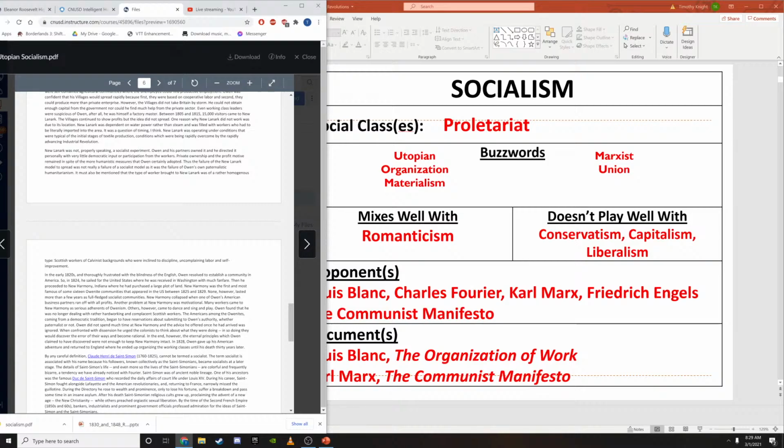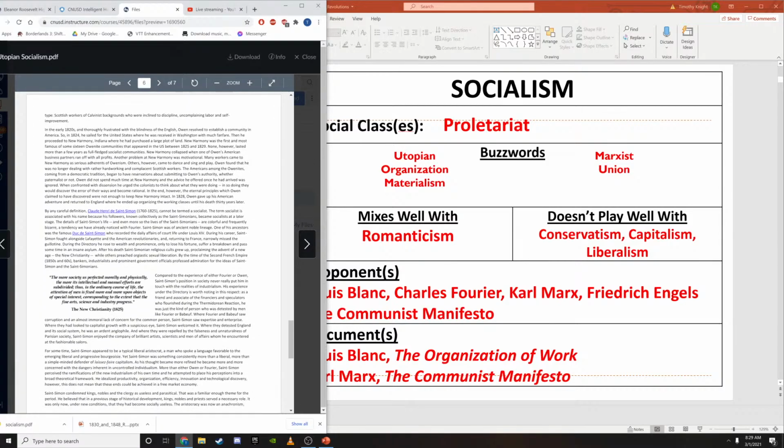By any careful definition, the last guy that we're going to talk about today, Claude Henry de Saint-Simon, cannot be termed a socialist. The term socialist is associated with his name, though, because his followers, collectively known as the Saint-Simonians, became socialists at a later stage. The details of Saint-Simon's life, and even more so the lives of the Saint-Simonians, are colorful and frequently bizarre, a tendency which we have already noticed with Fourier.